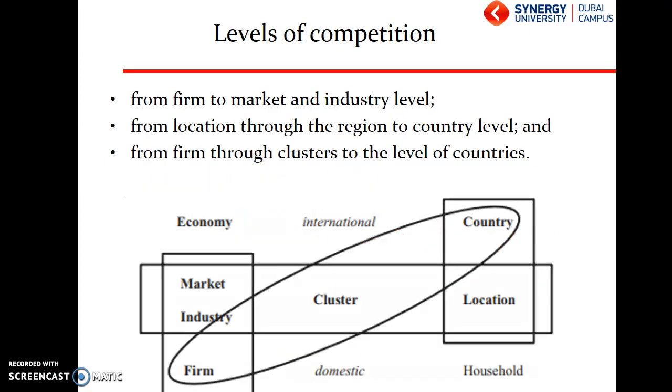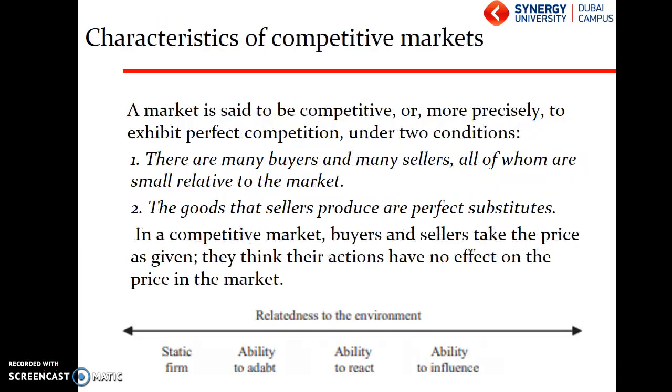And we also need to understand the different characteristics of firms. And we used these 4 characteristics: we have certain firms that are static. These firms are not taking advantage of learning. There is no discovery and selection processes or mechanisms. Then we have certain firms that are able to adapt. Some firms are able to react to the changes in the environment, or some firms are able to influence the total market. So we need to look at competitive markets and then determine at what stage an organization is.